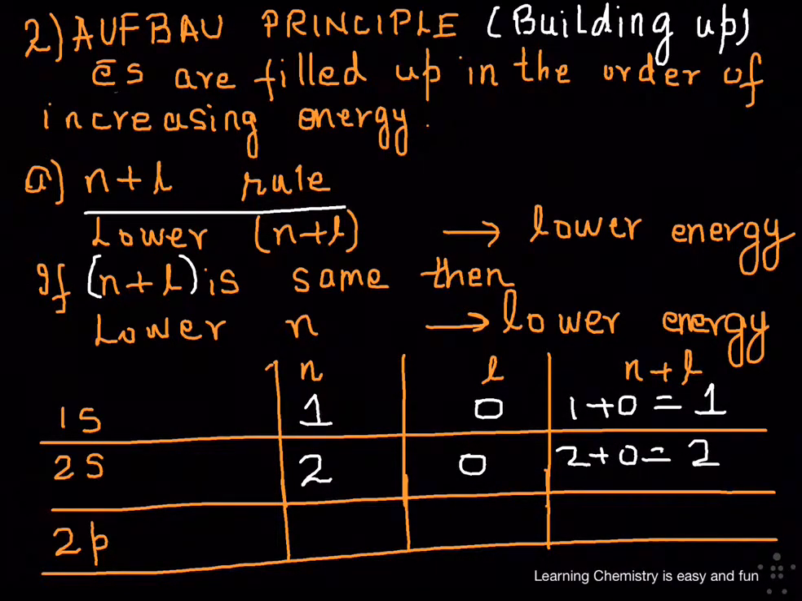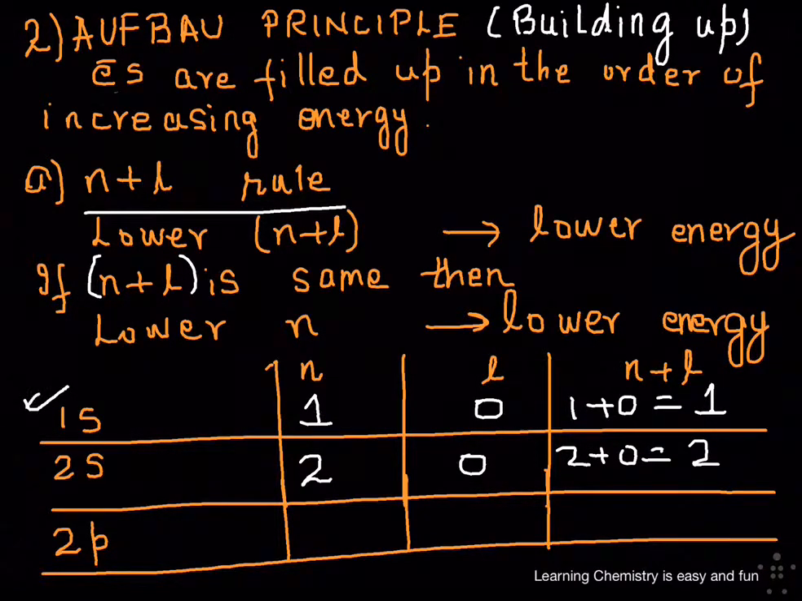Now on the basis of this, we will see that when the electron enters, it will enter 1s first, followed by 2s. So your 2s sublevel has higher energy than 1s. And Aufbau's principle says electrons are filled up in the order of increasing energy.